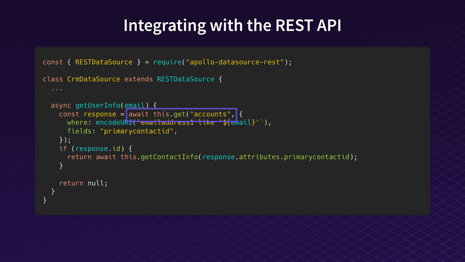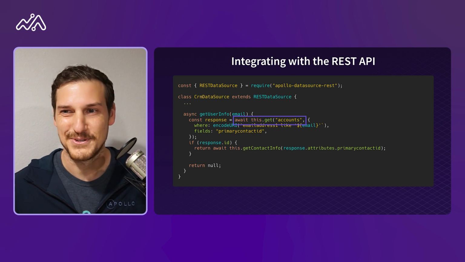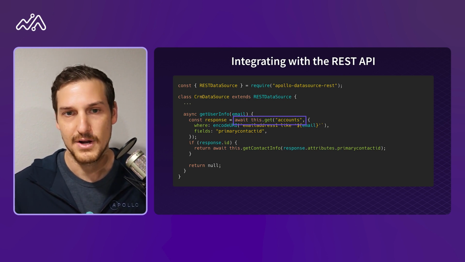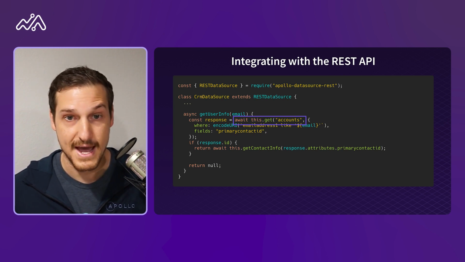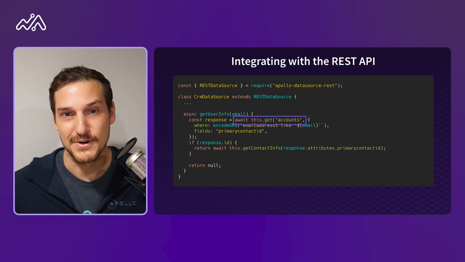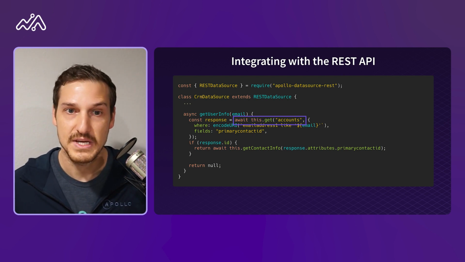Now, one of the things I really like about it is the REST data source provides all of your CRUD operations. So, your get, patch, post, put, all of that. Makes it really easy for us to interact with those various endpoints, right? So for our dynamic situation, they have accounts. We're just looking for the email address that's like that user's email.